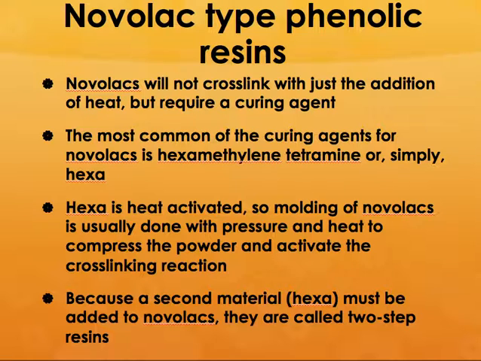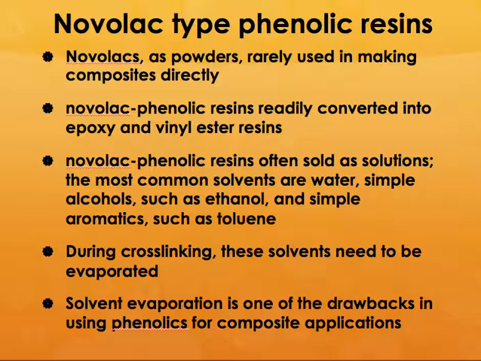So a Novolac type of phenolic resin is usually called a two-step resin. A resole is called a single-step resin. And the other interesting aspect is that the Novolac type of phenolic resins can easily be converted into epoxy and vinyl ester type of resins. And Novolac phenolic resins are often sold as solutions, and the most common solvents are water or alcohols such as ethanol, or it can even be dissolved in toluene.